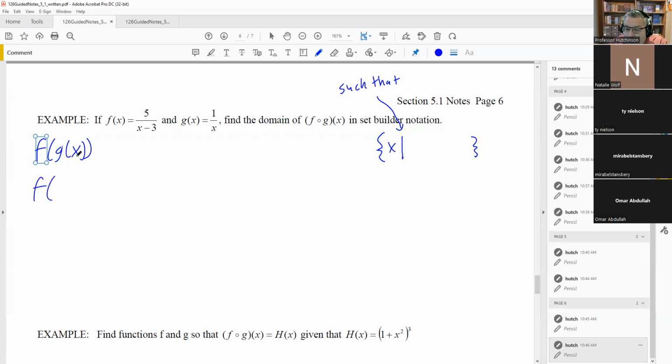Okay, so if I take out the g of x, I'm going to replace it with 1 over x. And now that's saying I have to put 1 over x into the x in the f function. So if I do that, that's going to be 5 over, so I'll leave a blank here. So I'll have a blank, and then I have -3 with that.